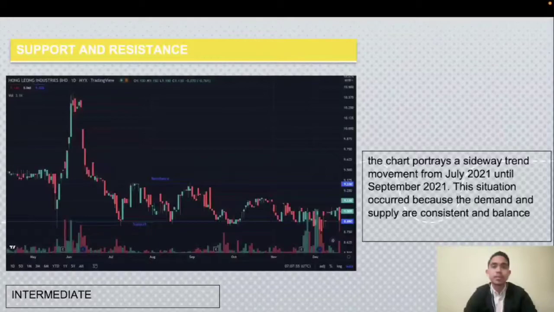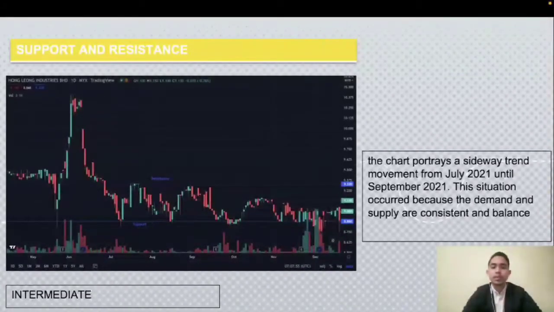A price level at which a downturn is anticipated to halt due to an increase in demand or purchasing interest is referred to as support. As the price of an asset or security decreases, demand for the share rises, resulting in the formation of the support line. A resistance zone, on the other hand, arises as a result of selling interest when the price has climbed.